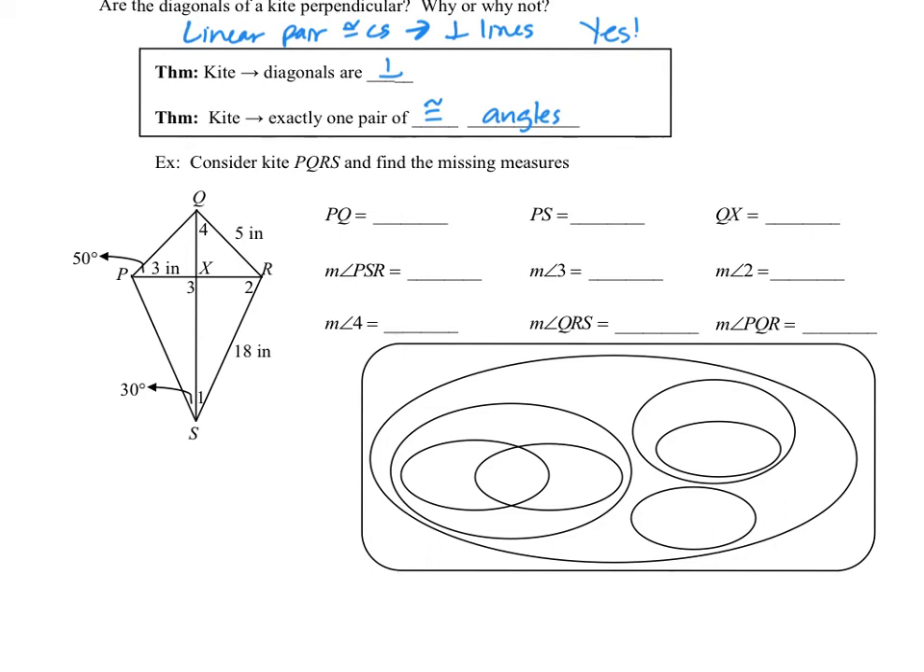The first thing we're asked to find is the length of PQ. Since this is a kite, and kites have two pairs of consecutive congruent sides, if QR is 5, then QP is also going to be 5. So this is 5 inches. The next thing we're asked to find is PS. Here's P and here's S. Again, this is a kite. We have two distinct pairs of consecutive congruent sides. So if RS is 18, then PS is 18 inches as well.